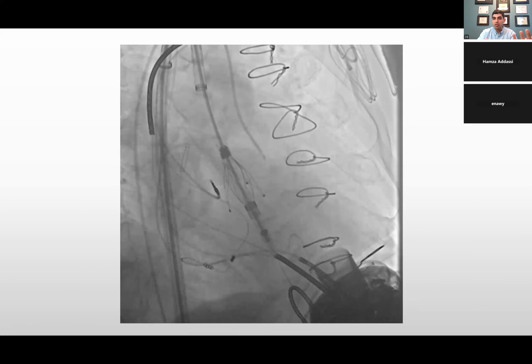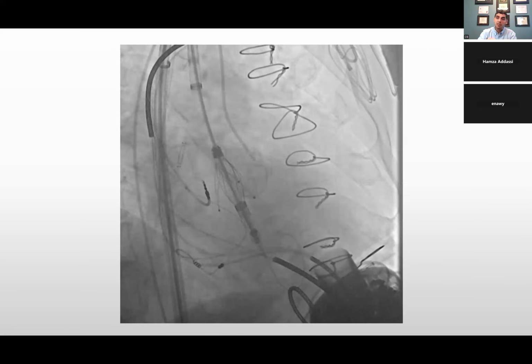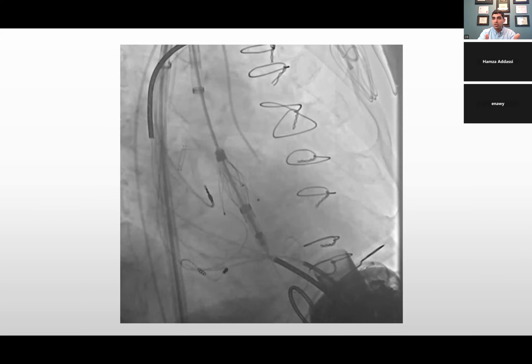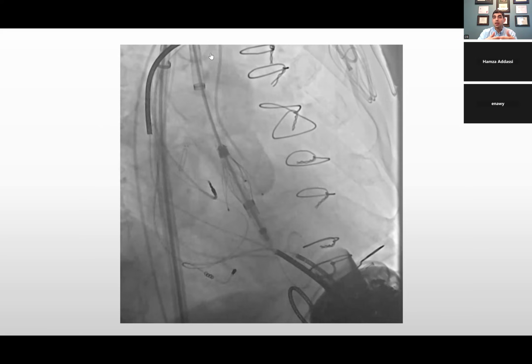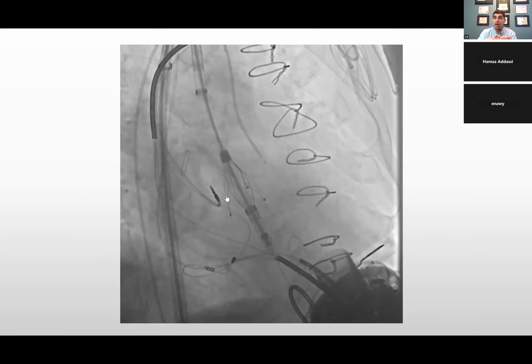It's like glue. Why doesn't the valve move in aortic stenosis? Because when we do a TAVR valve, we use the calcium to anchor our valve. In aortic regurgitation, there is no calcium. Calcium is zero. So how are you going to put a valve and not have the valve move?